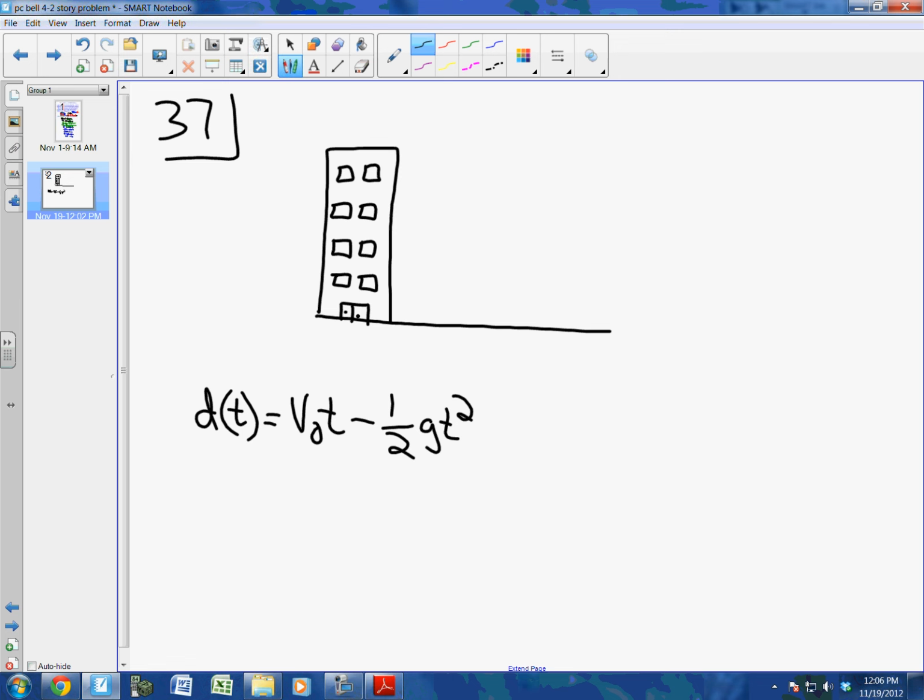Now, v sub 0 is the initial velocity. What does it tell us the initial velocity is? 5 feet per second. So she's up here on this building. She's a stunt woman, keep in mind. And so she jumps up first, and then she starts falling, right?